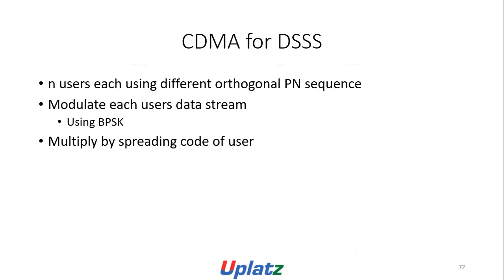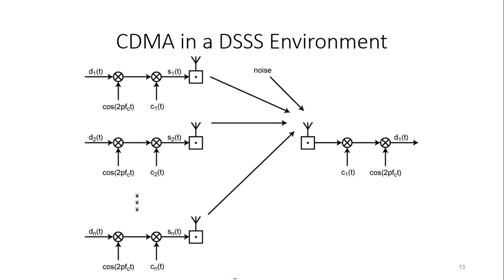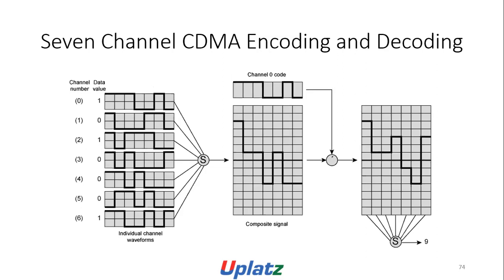CDMA for DSSS: the n users each use a different orthogonal PN sequence. Modulate each user's data stream using BPSK, then multiply by the spreading code of the user. So d1, d2 and d3 are given and added, and s1 is sent here, then transmitted along with the noise and received. c1(t) is multiplied, and then passed through the BPSK demodulator to get d1(t).